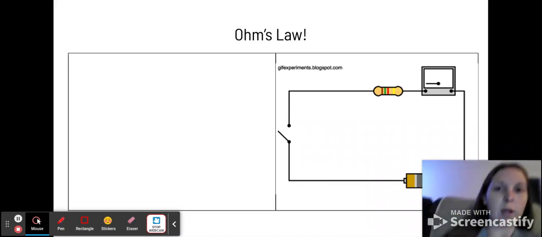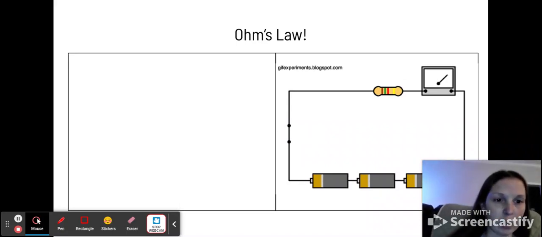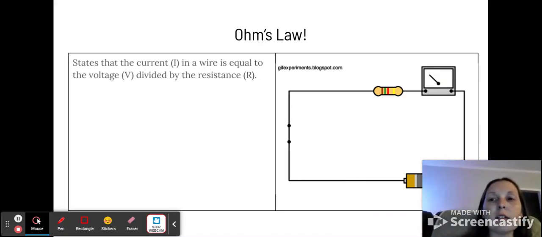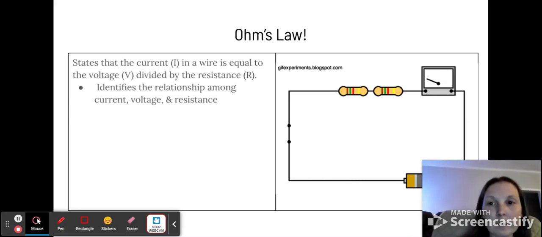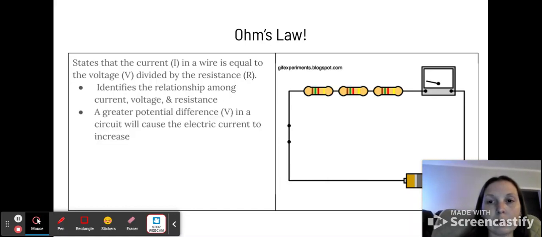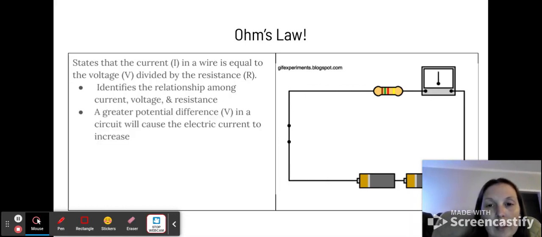Now let's talk quickly about Ohm's law, which is the calculation that you need to know for this unit. This states that the current in a wire is equal to the voltage divided by the resistance in that circuit. This identifies the relationship among current, voltage, and resistance. Since voltage and resistance are divided here, as one goes up, the other goes up. The greater the potential difference or voltage in a circuit, the more the electric current will increase.